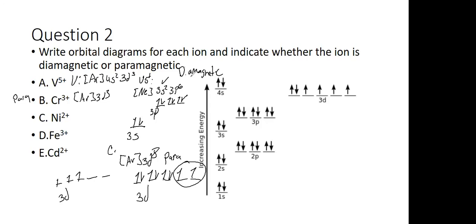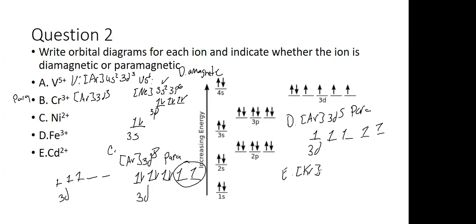So C is paramagnetic. D, iron 3+. The electron configuration of iron 3+ is argon 3d5. So again, 3d orbital, 1, 2, 3, 4, 5, put 5 electrons. And this is correct. You should put electrons all by themselves. They should not be paired up yet. You have to put them into empty spaces before you can pair them up. We have unpaired electrons, so that's paramagnetic. E, Cd2+, has the electron configuration of krypton 4d10.